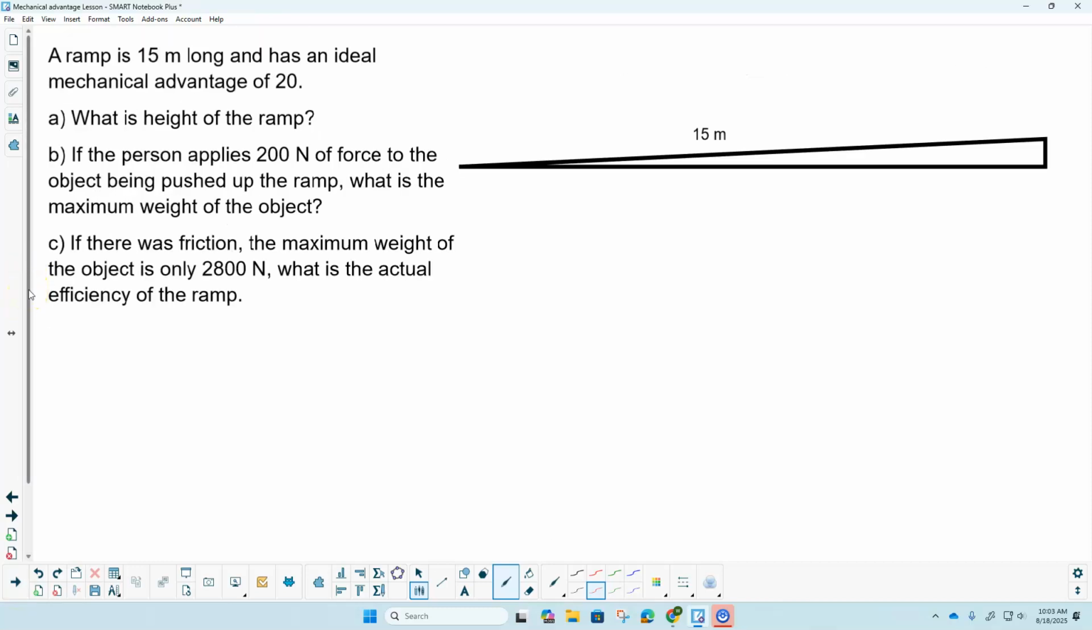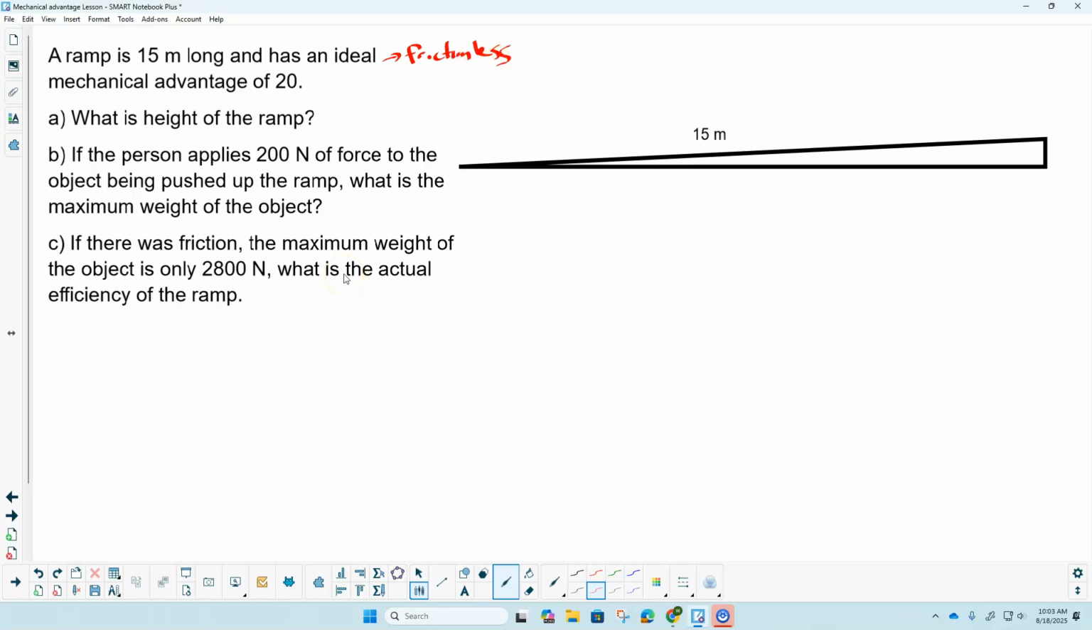So I'll pause the video at different points, but we can read through and talk through it. In this one, it says a ramp is 15 meters long and has an ideal mechanical advantage of 20. Ideal means frictionless again, so there's no friction in the first part of this problem.